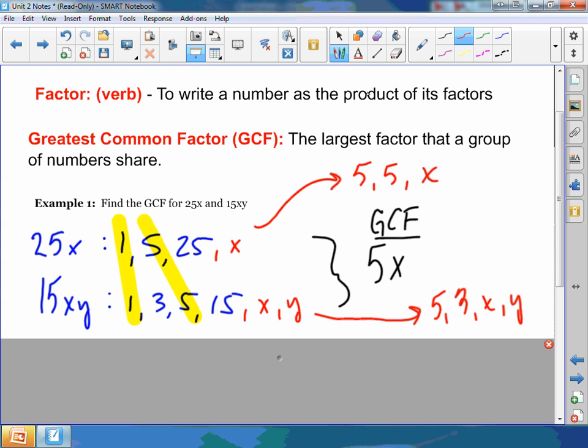Now, there is one small difference that this problem really doesn't highlight. It would be if they shared more than one of those prime factors. And we'll get to that in a minute. But, Andrew, do you know how you would handle that? Like if they both shared, not only a 5, but let's say, I know I'm making this up, but let's say they both shared a 3, too. Would the GCF still just be 5?